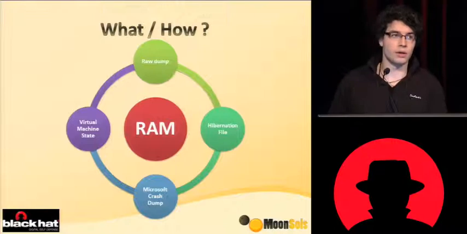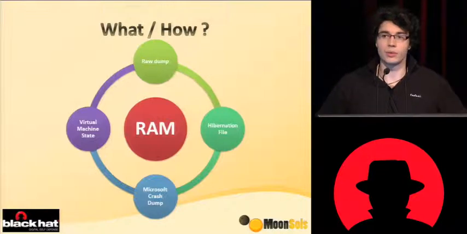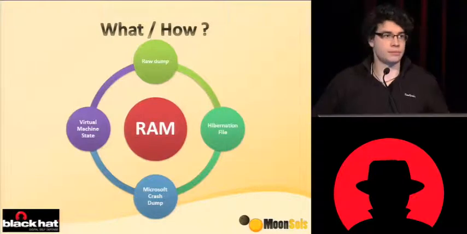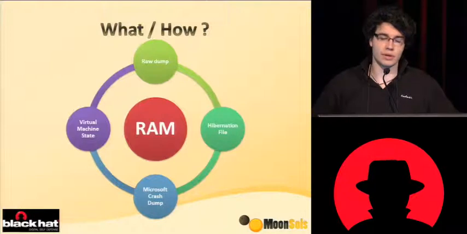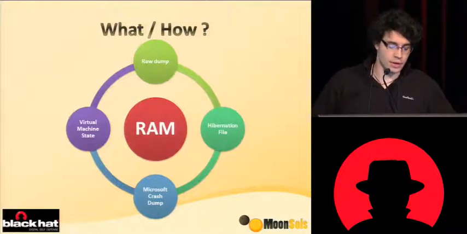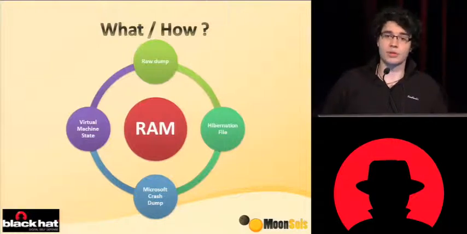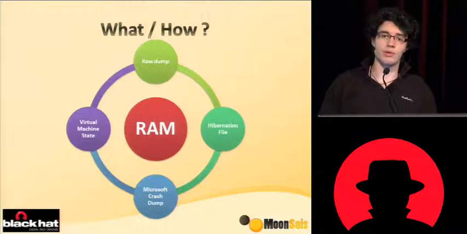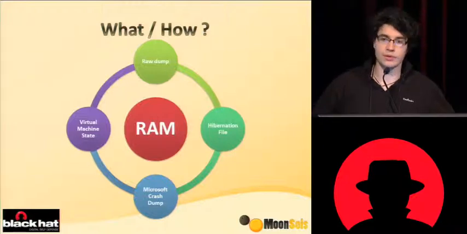The second way to get a memory dump on Windows is to use the hibernation file. It's present on Windows since Windows 2000, so you don't really need to install extra tools. The third one is the Microsoft crash dump generated by the blue screen of death. This one has a notable advantage. When you have a Microsoft crash dump, you can analyze it with Windows Debugger, which is not the case of a raw dump or a hibernation file.